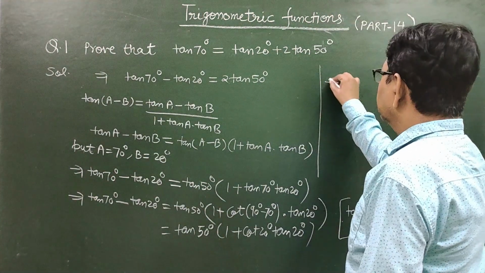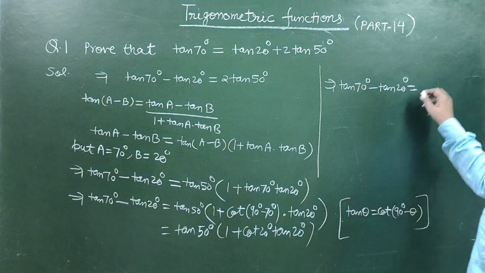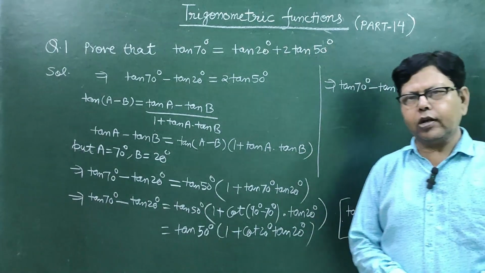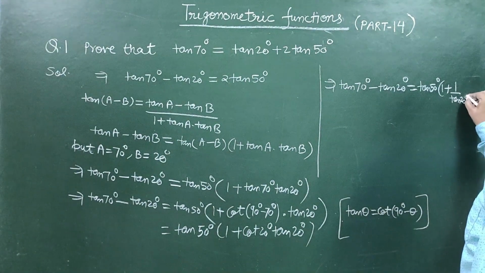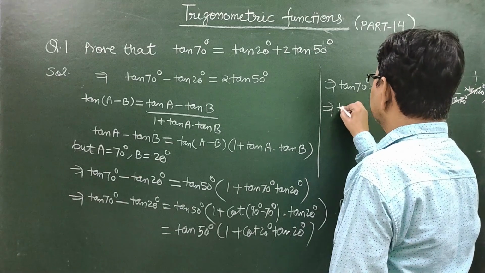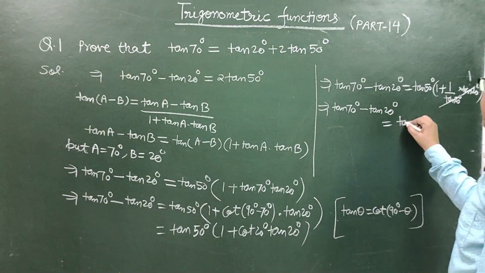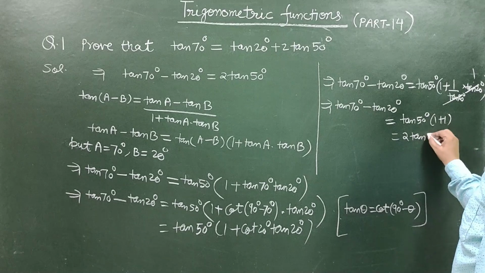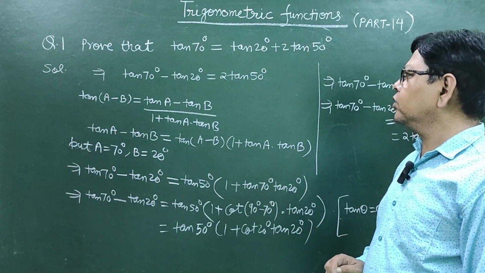This gives us tan 70 degree minus tan 20 degree is equal to tan 50 degree into 1 plus cot 20. Cot 20 you can write as 1 upon tan 20, since cot theta is equal to 1 upon tan theta. So 1 upon tan 20 degree into tan 20 degree, this tan 20 and tan 20 cancelled. This implies that tan 70 degree minus tan 20 degree is equal to tan 50 degree into 1 plus 1, which is equal to 2 tan 50 degree. And this was to be proved.